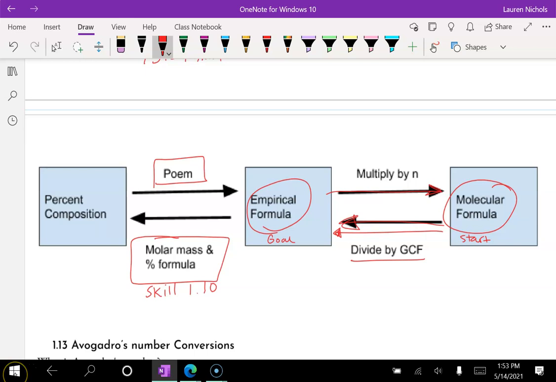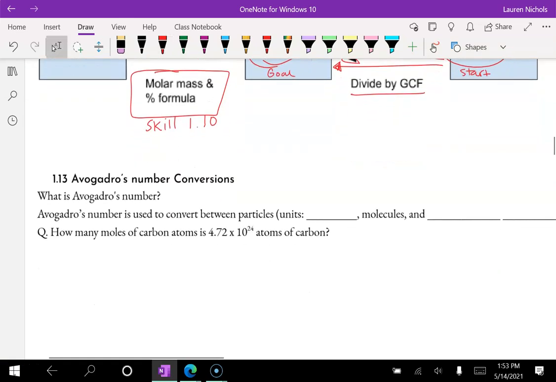And in the next video, we'll start looking at Avogadro's number.